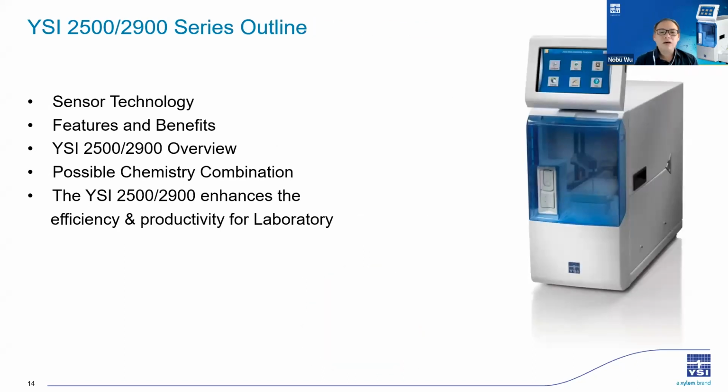So let's have a look at this YSI lifetime analyzer. We will get an idea about how it works and why we call it the gold standard. From these few slides, you will see the sensor technology and the benefits of using this instrument, a quick review of the hardware, and also some possible chemistry combinations for this lifetime analyzer. And eventually we go back to the topic: how this 2900 series can enhance your efficiency and productivity in the laboratory.